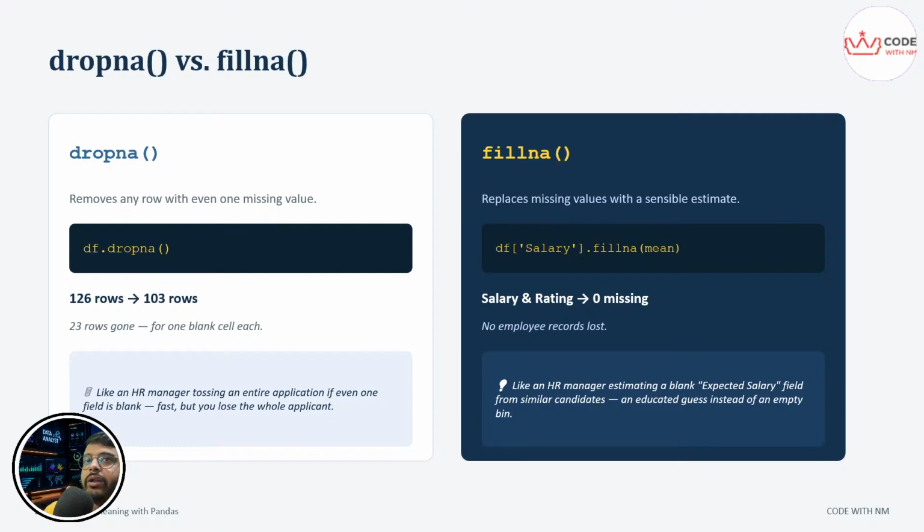Let's take a real world analogy. Imagine a stack of job applications with an HR manager who says, even if one field on the form is blank, throw the whole form out. If there is a single blank field, HR throws the whole form of that candidate out, meaning they are not accepting that form. The worst case scenario is that you lose the whole applicant.